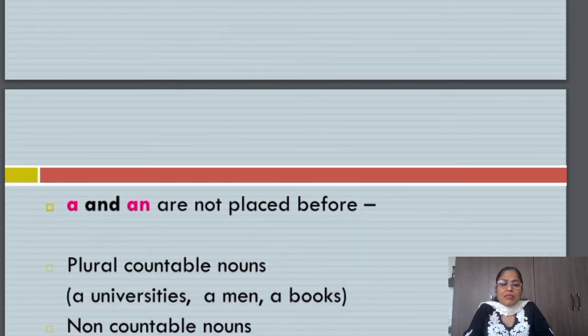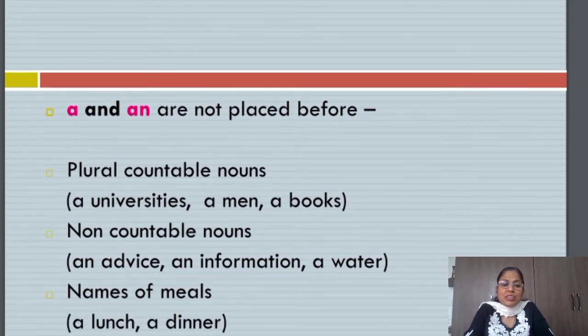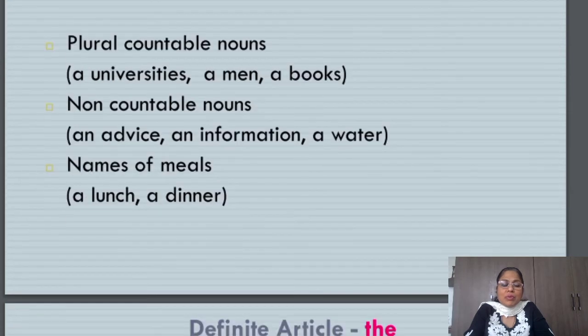Let us understand where a and an are not placed. A and an are not placed before plural countable nouns. I cannot say a universities, a men, a books. I cannot use them before non-countable nouns, which might be abstract nouns also. I can't say give me an advice. Can you give me an information, please? Wrong. I have to say, can you give me a piece of information?